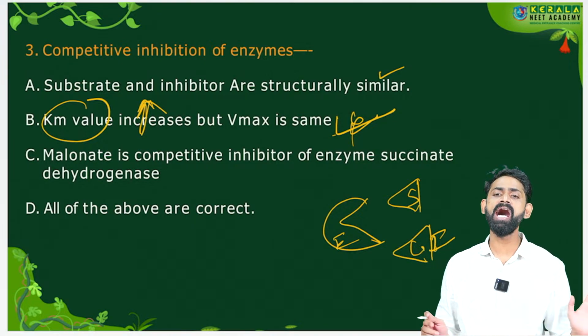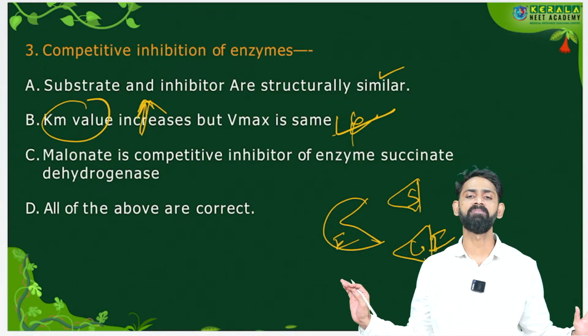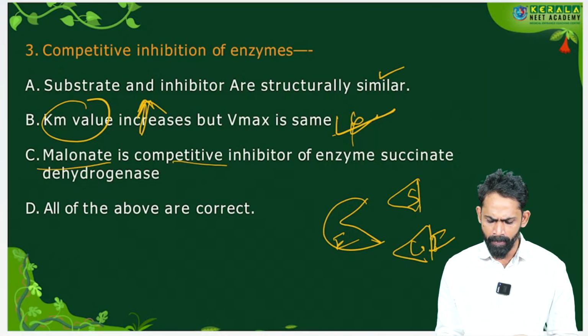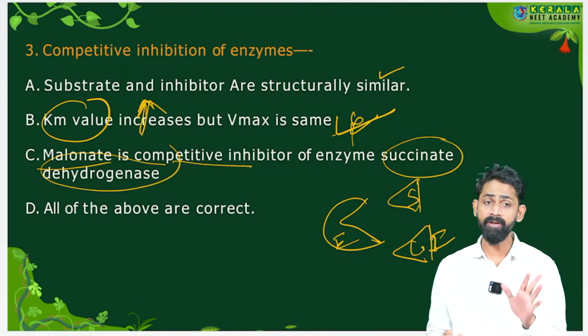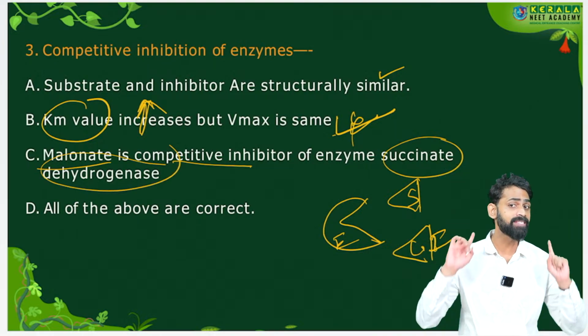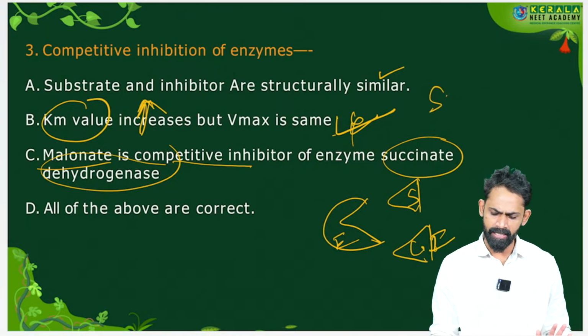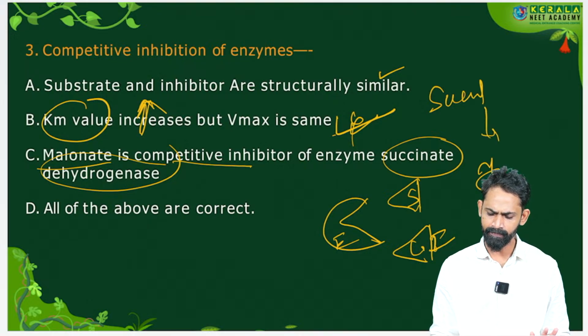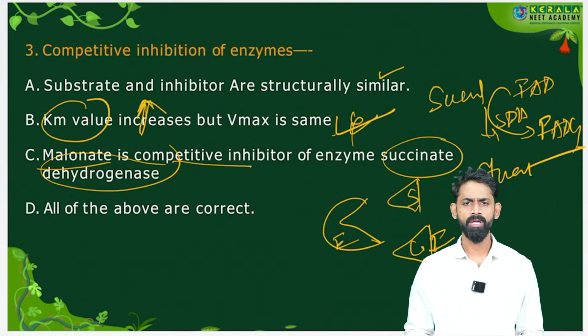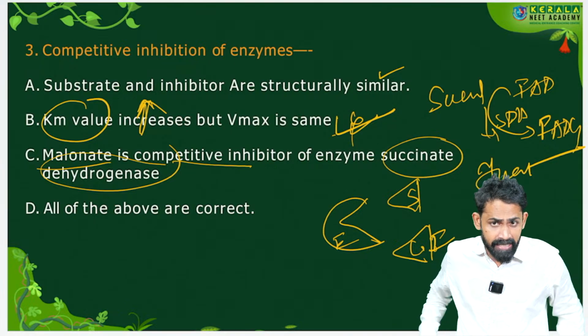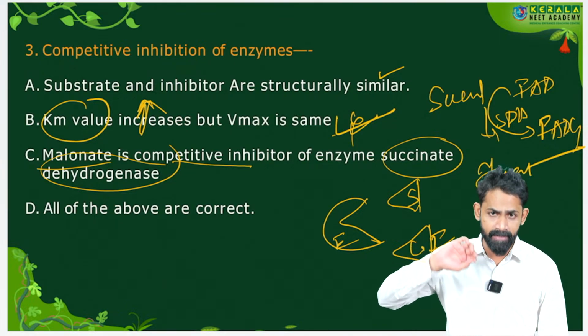Next one, the classic example of competitive enzyme inhibition, the only example: malonate is a competitive inhibitor of the enzyme succinate dehydrogenase. If you remember, succinate dehydrogenase is an enzyme involved in the Krebs cycle, converting succinate to fumarate. This step, mediated by succinate dehydrogenase, involves the synthesis of FADH2. That is how important it is. So I am telling, succinate dehydrogenase is an enzyme involved in the Krebs cycle.